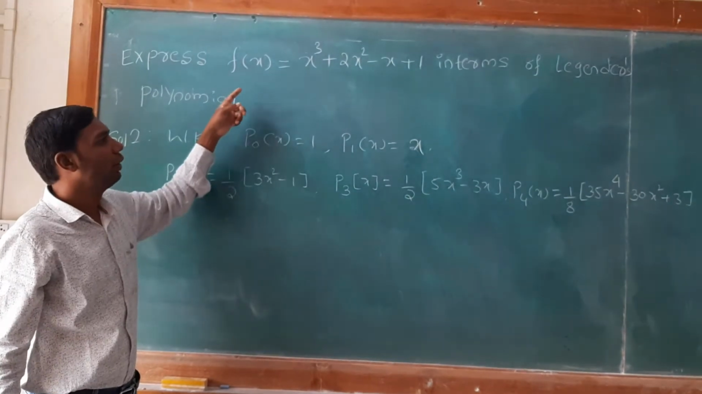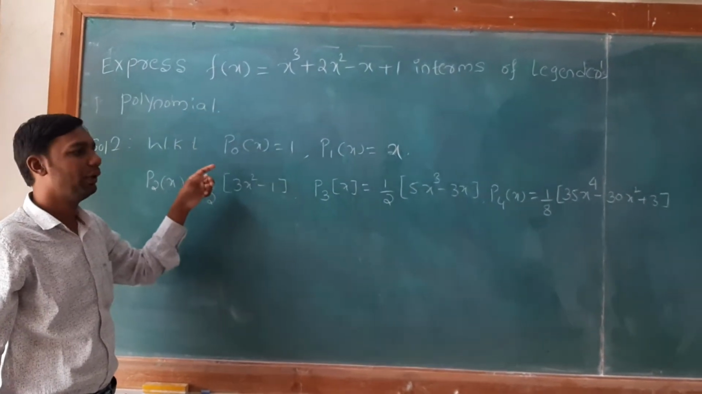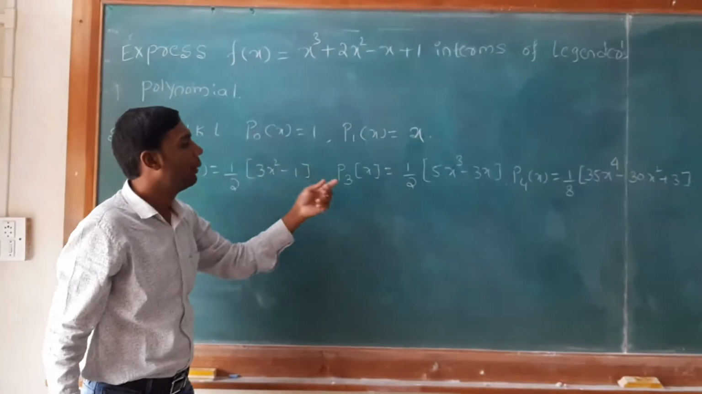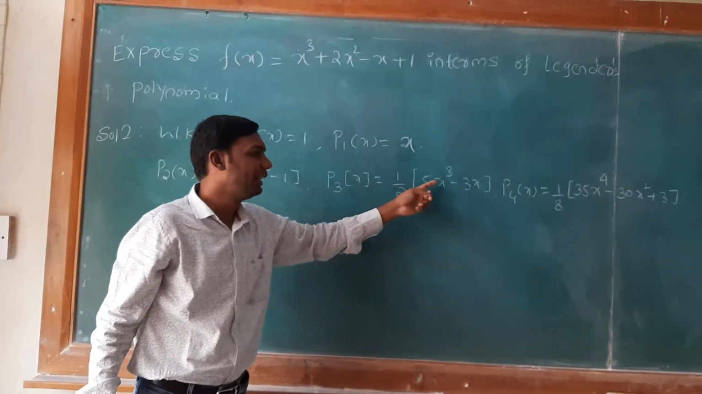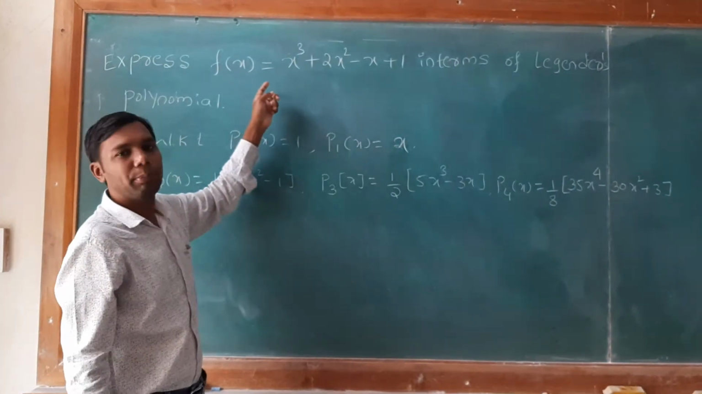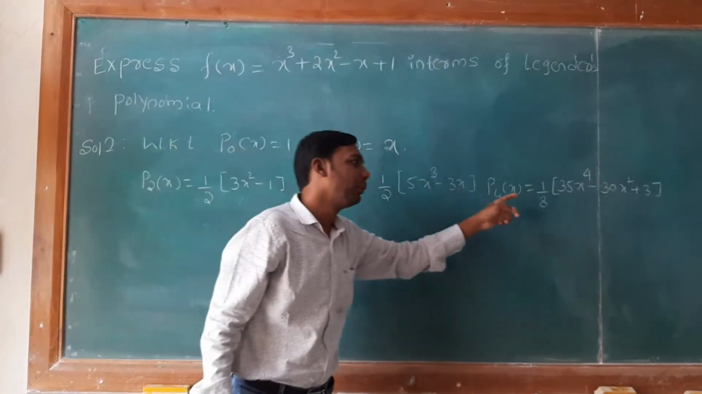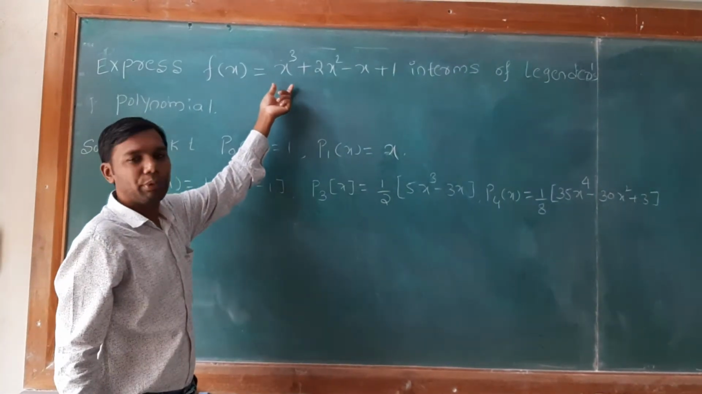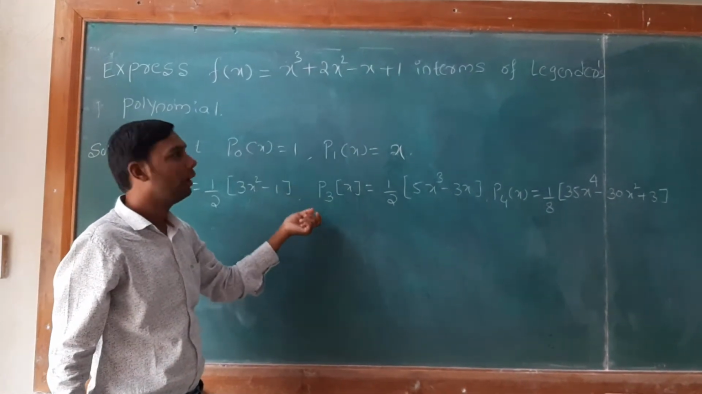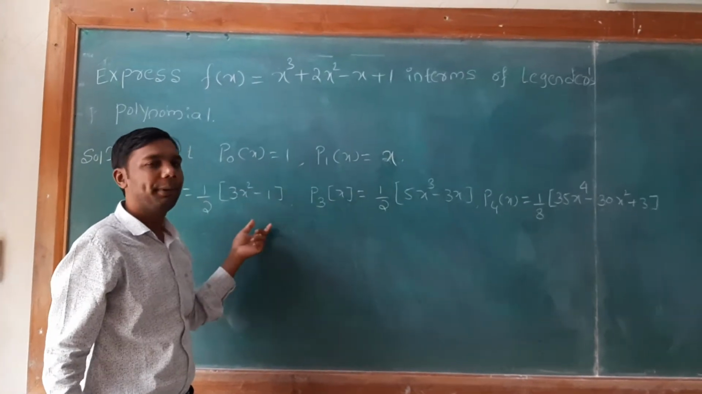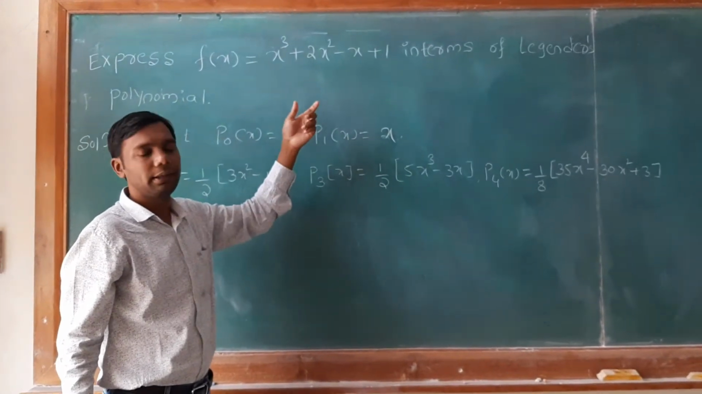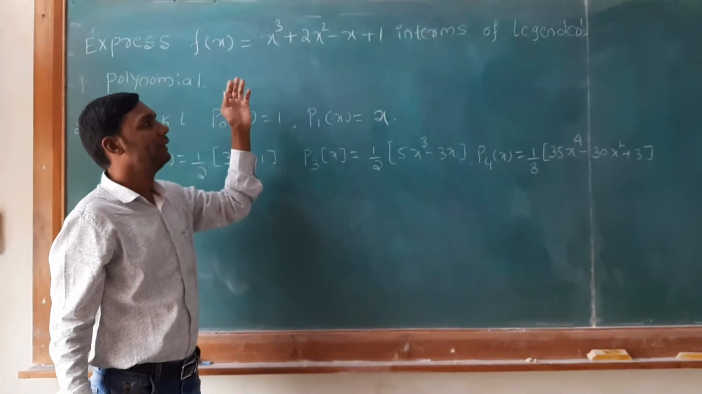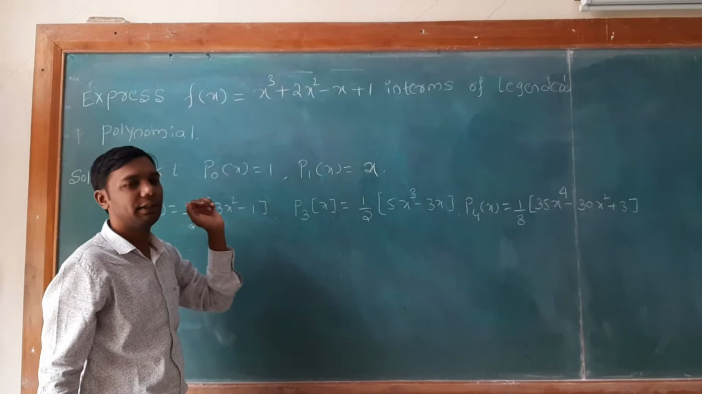Next, depending on the question, we have to choose P0, P1, P2, P3. In the question, x cube is there, so we take up to P3, because P3 contains x cube. If the given polynomial has x raised to 4, we take P4 of x because it contains x raised to 4. Means we put the value of x cube in terms of P, the value of x square in terms of P, the value of x in terms of P, then the constant in terms of P. That is called Legendre polynomials. So expressing in terms of P is called Legendre polynomial.